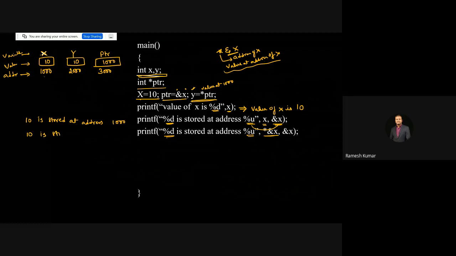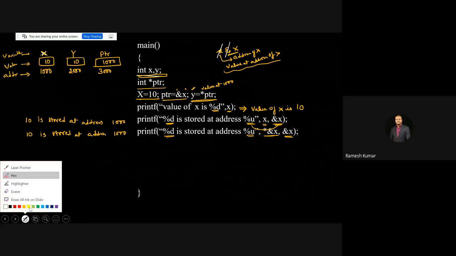10 is stored at address ampersand x. Ampersand x is address of x. Address of x is 1000. So here is one point you remember. If you have one star and one ampersand, you can cut it. Why? Because ampersand says address, star says value at address. So by default it says the value of variable x. Simple. So you can cut it.